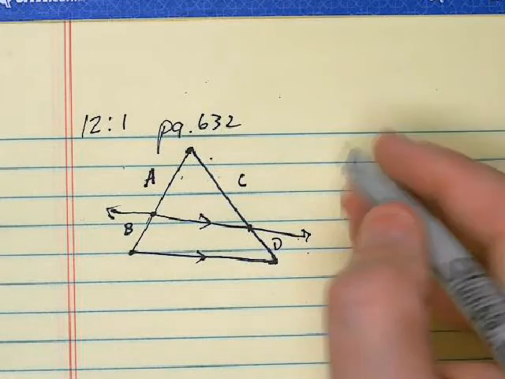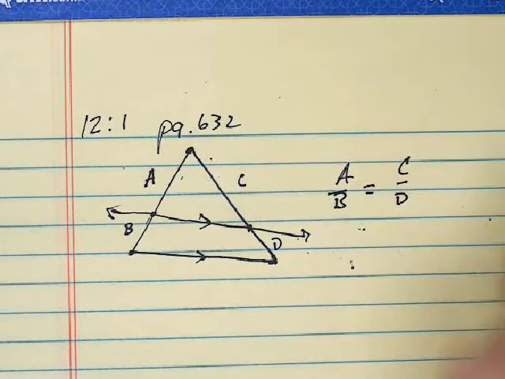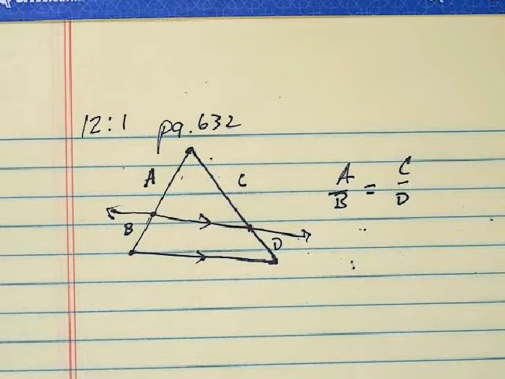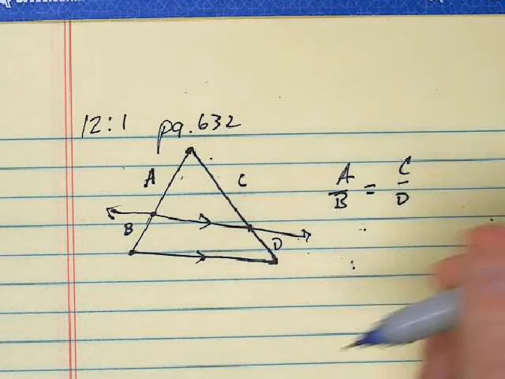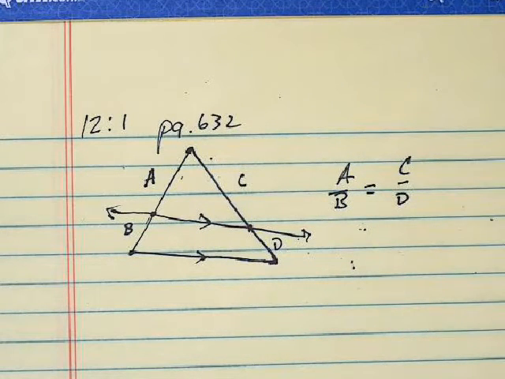Now, we're going to write them in a proportion. A is to B as C is to D. That is always true. We're not going to prove it. They spend time proving it. We're not going to. We're just accepting it. That theorem is true. Does that make sense? Pause.